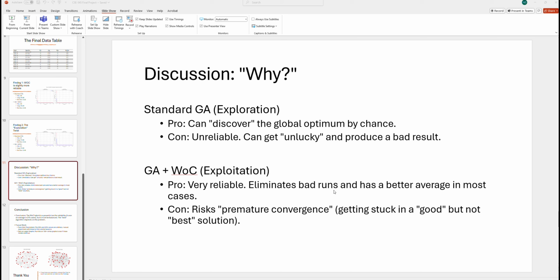I can't say for sure that algorithm A is better or algorithm B is better. In this case, the genetic algorithm is better than the wisdom of crowds, but I just can't say in general. We can only say that algorithm A is more reliable, while algorithm B is the better explorer off pure chance. This experiment proves that the best algorithm truly depends on the case and the problem itself, and you are always balancing the risk of a bad run against the risk of getting stuck in a good solution but not the best.